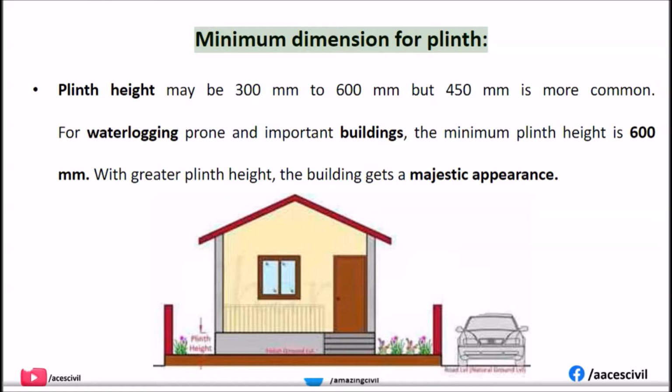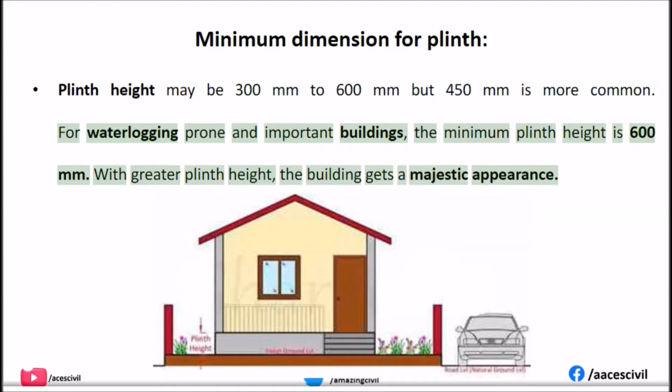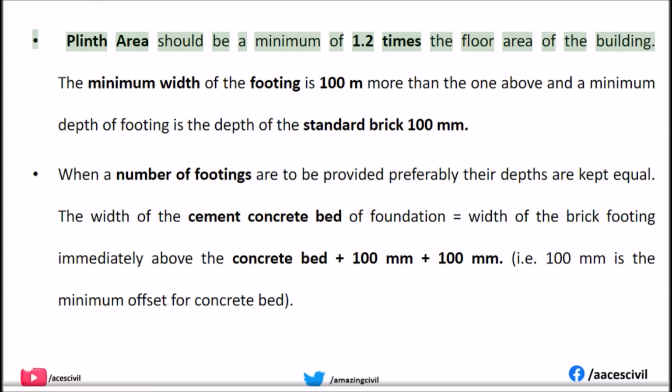Minimum dimension for plinth. Plinth height may be 300 mm to 600 mm, but 450 mm is more common. For waterlogging prone and important buildings, the minimum plinth height is 600 mm. With greater plinth height, the building gets a majestic appearance. Plinth area should be a minimum of 1.2 times the floor area of the building.